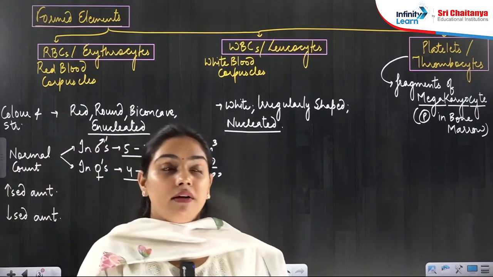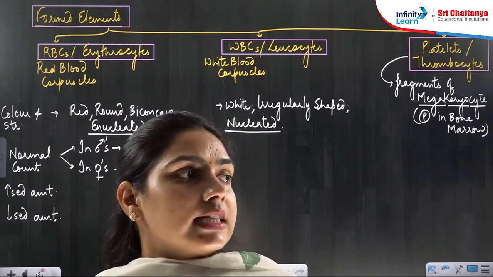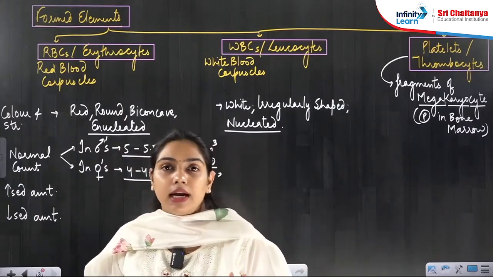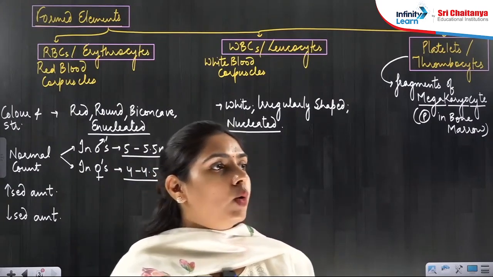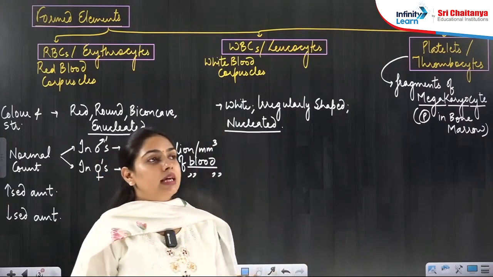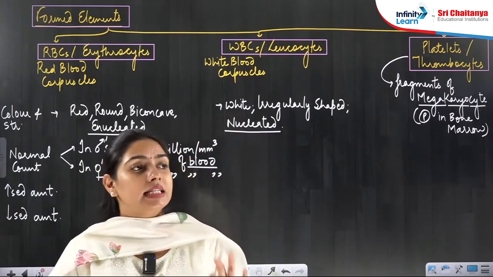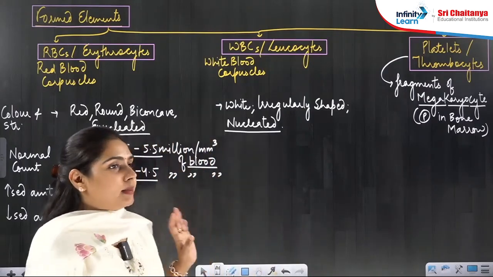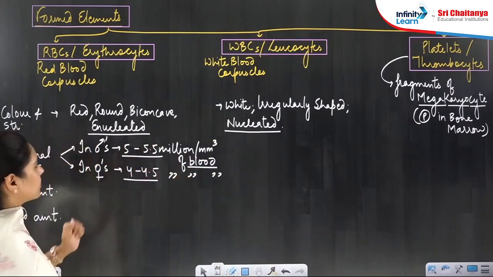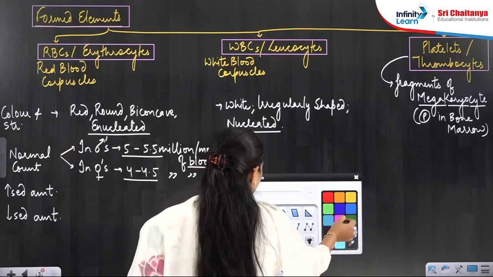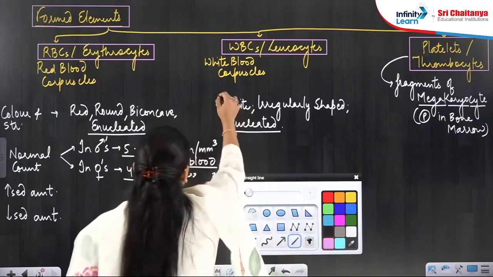So, if somebody asks you which is the most abundant cell in the blood, then it will be RBC. The most abundant blood cell will be RBC. Right everyone? RBC.